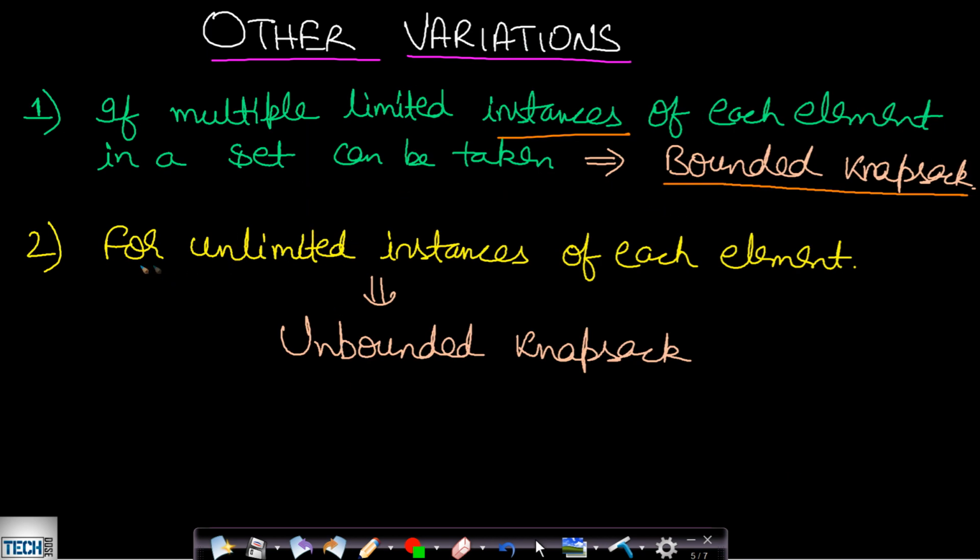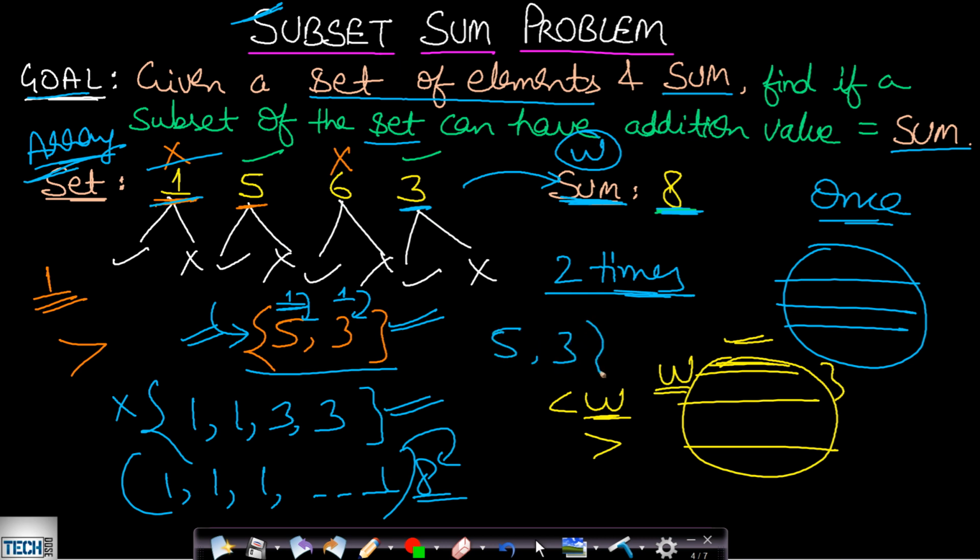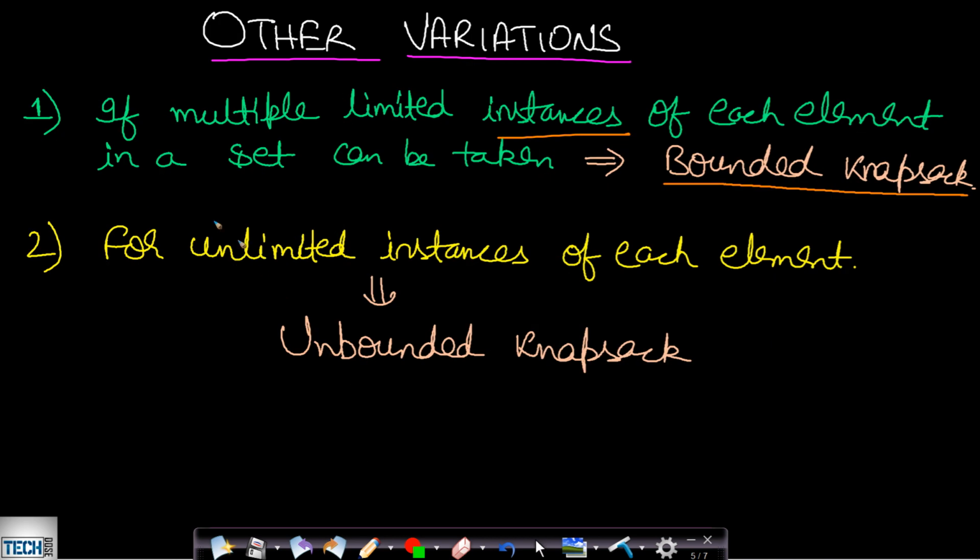Now let's say if your items can be included any number of times, an unlimited number of times, then we could have just taken a 1, 8 times. And then we could have said that the sum is equal to 8, and this would have been true. Or otherwise we could have taken 5 and then 3, or even we could have taken 3, 3 and 1, 1. All these would have been valid because each item can be taken any number of times. So if that is the constraint given, then this problem will fall in the unbounded knapsack problem.